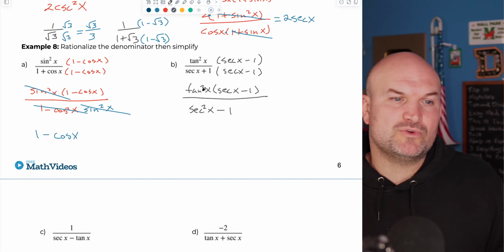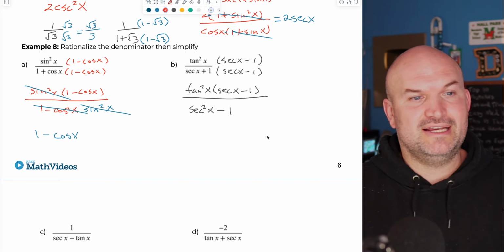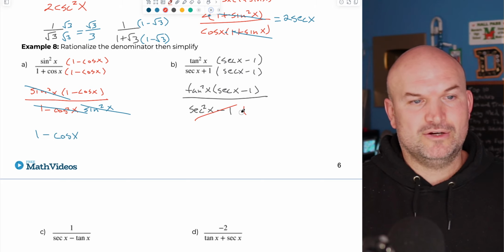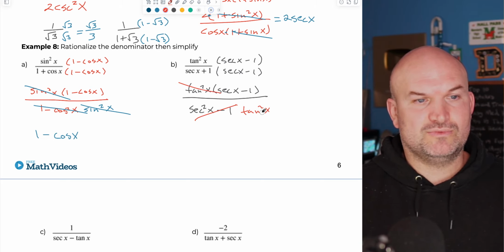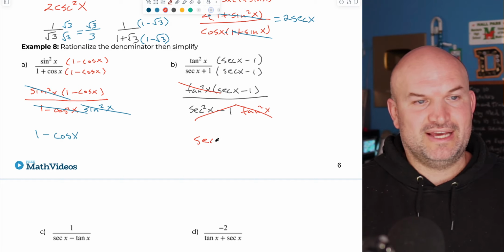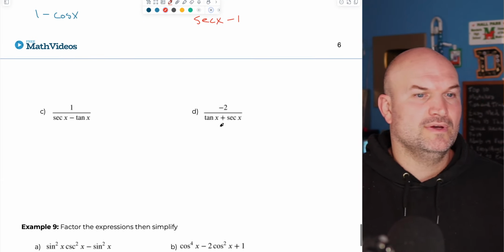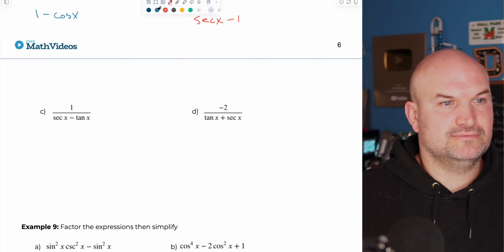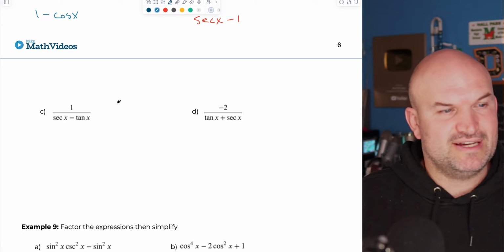So remember, it was tangent squared plus 1 equals secant squared, right? So again, you can see how this is going to simplify over to tangent squared of x, which now those will divide out, and we're just left with secant of x minus 1. All right, let's go and do it again. So 1 over secant of x minus tangent of x.